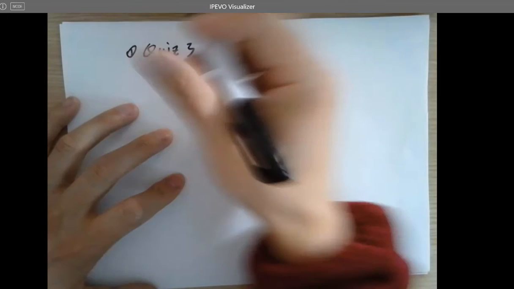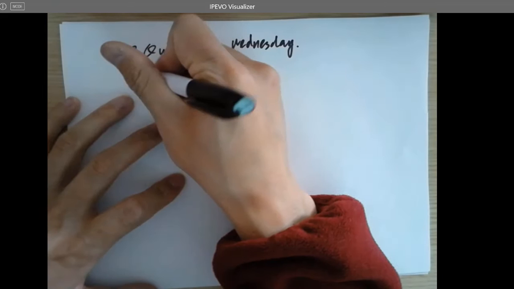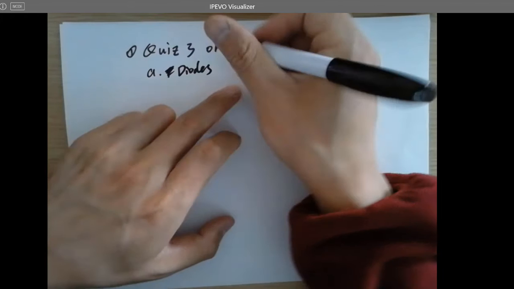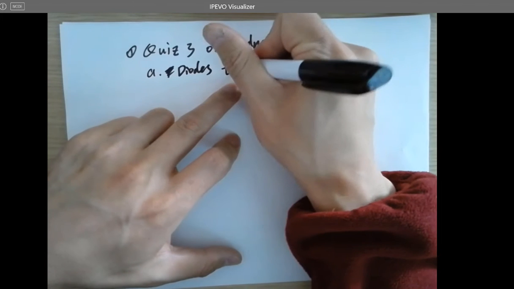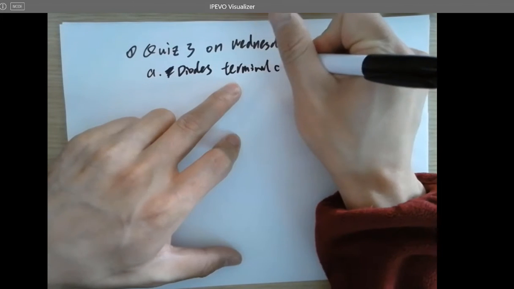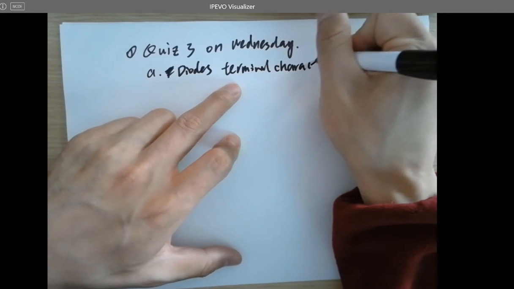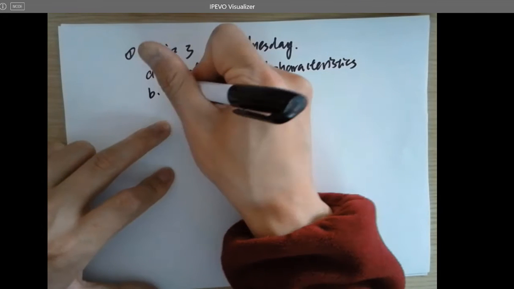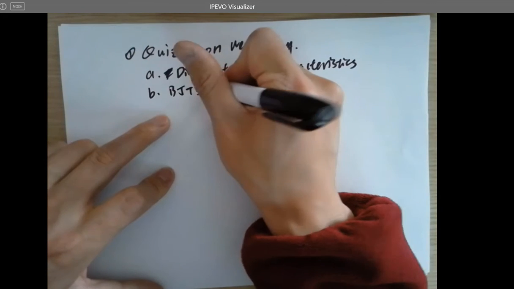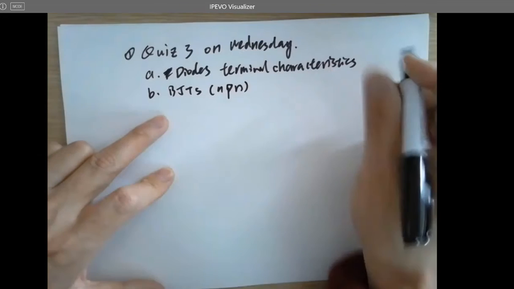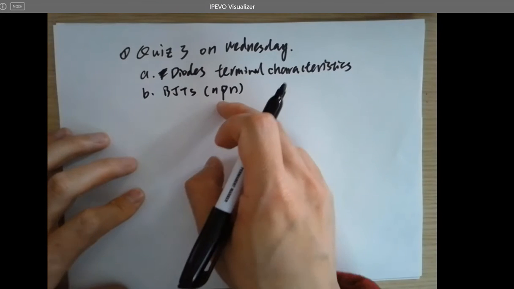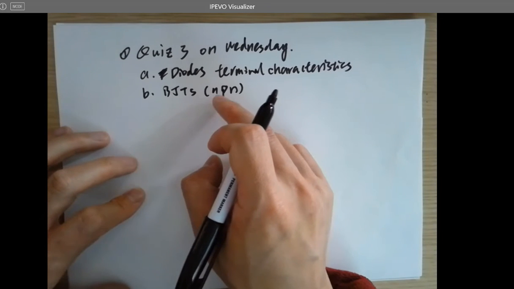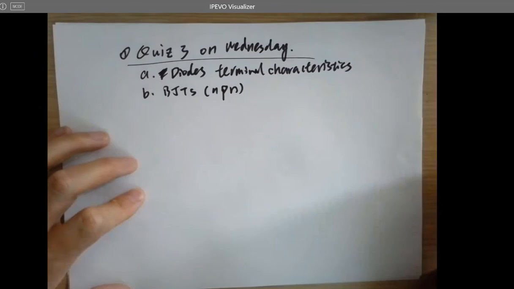So what's going to be covered on the quiz will be the diodes, terminal characteristics, and BJTs, NPN. It will be a very classic problem. Won't be very difficult. Just trying to test if you can remember all these fundamental equations.